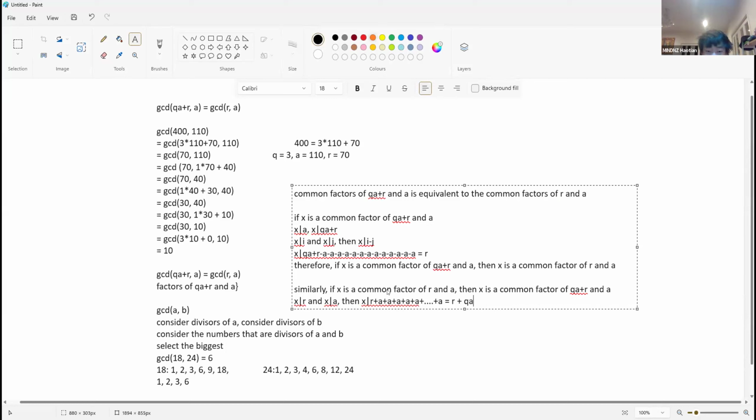Any questions? Someone asked me why so many A. Okay, I'm sorry if this was a bit unclear. What I meant by this is subtracting. We're subtracting QAs, right? Because if we subtract, we can subtract a number. We can subtract A from QA plus R. So we just keep doing it Q times, then we subtract all Q of them, then we get R. Okay. Any other questions?